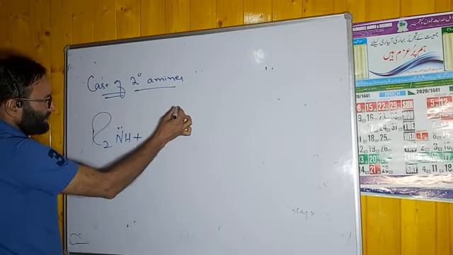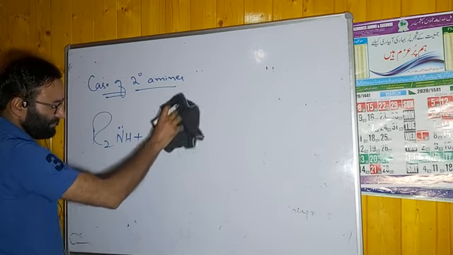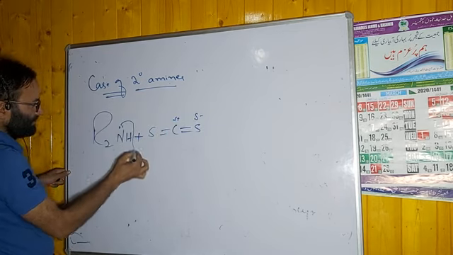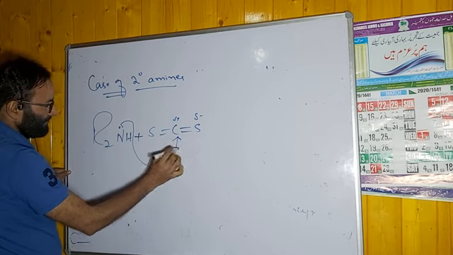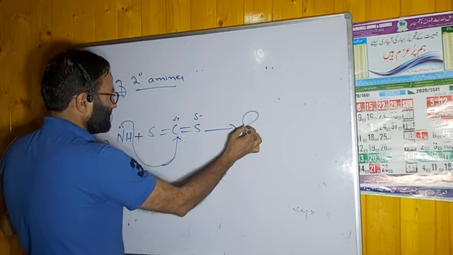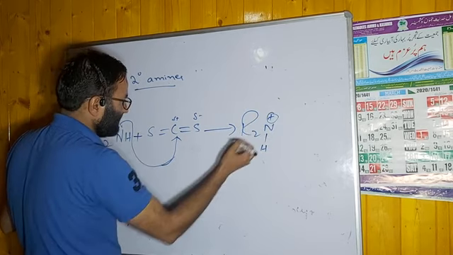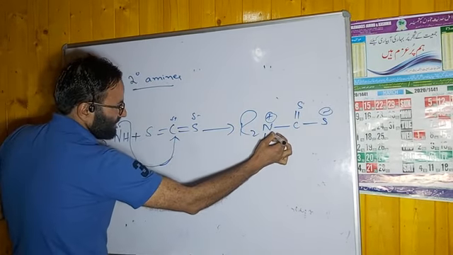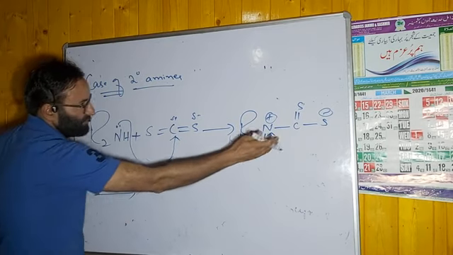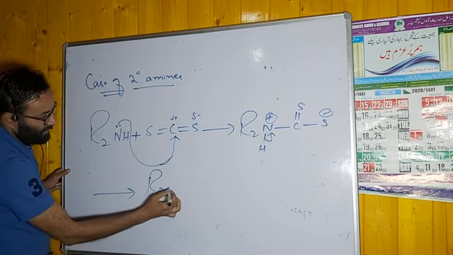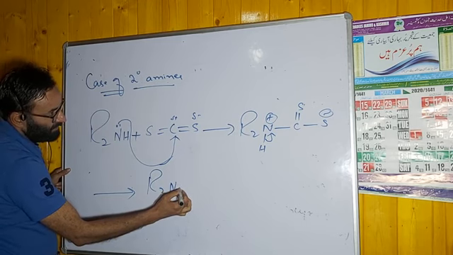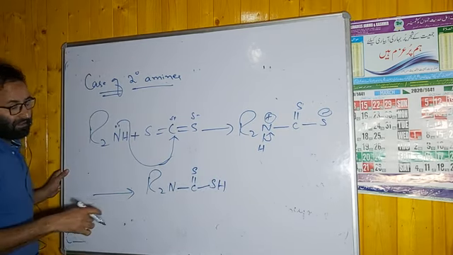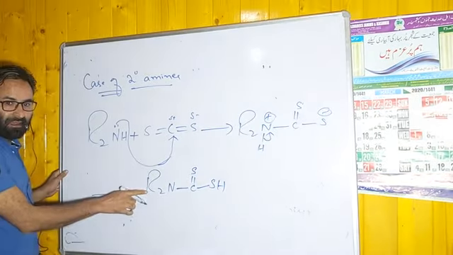You will have carbon disulfide, with delta plus and delta minus; the nitrogen will attack this carbon. What you will have is R2N with plus charge, C double bond S, S minus. It cannot tolerate the plus charge, so what will happen? H plus will go there, and you will have dialkyl, C double bond S, SH. In case of 1 degree, it was alkyl dithio carbamic acid.